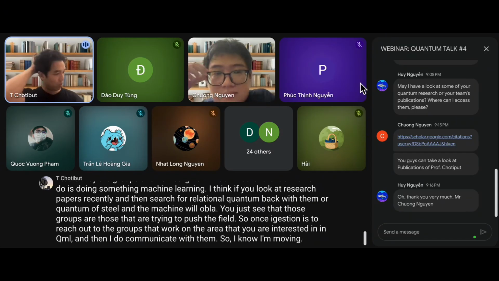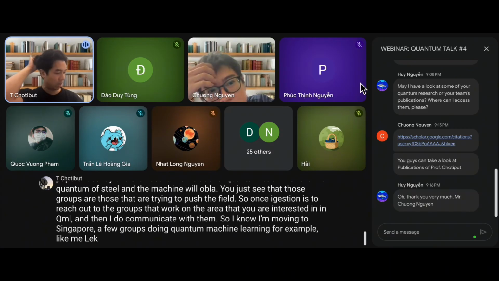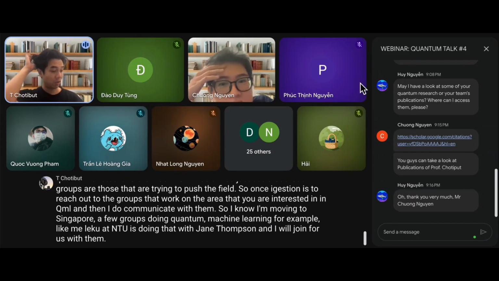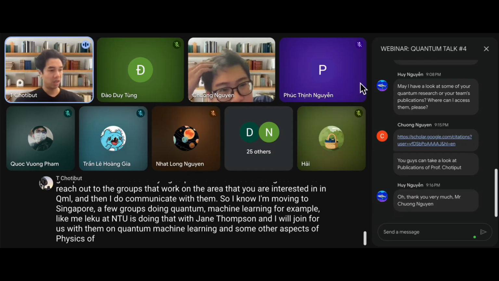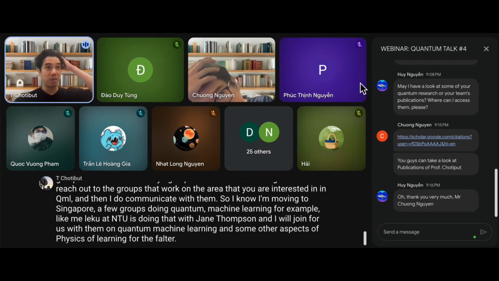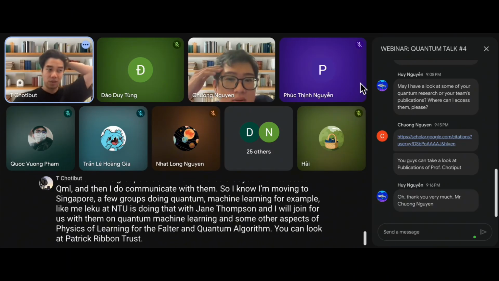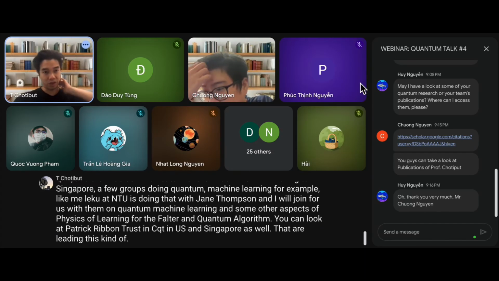I'm moving to Singapore, and there are a few groups doing quantum machine learning. For example, Millet Gu at NTU is doing that with Jane Thompson, and I will join forces with them on quantum machine learning and some other aspects of the physics of learning. For fault-tolerant quantum algorithms, you can look at Patrick Rebentrost at CQT in Singapore as well, who are leading this kind of effort.